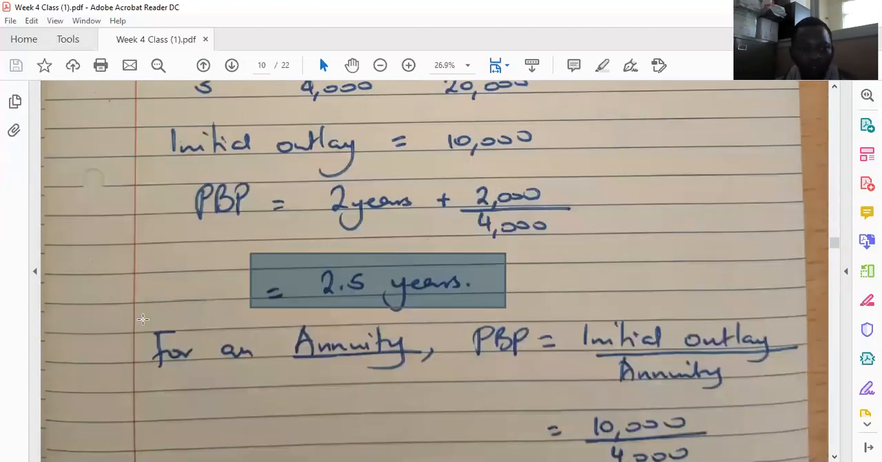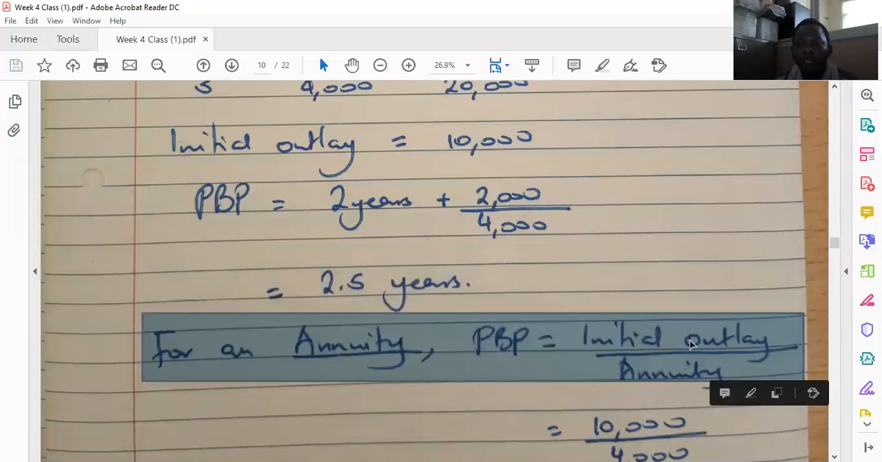Another thing to note is that when we have an annuity, the payback period shall be equal to the initial outlay divided by the annuity. So what is an annuity? An annuity is a constant amount that occurs regularly. Like we receive the same amount of cash flow regularly. So every year we receive a fixed amount of money. So that fixed amount of money is the annuity.